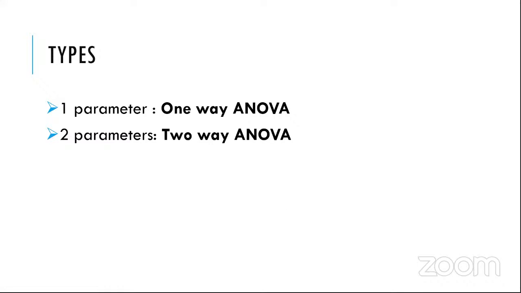So there are 2 types of ANOVA in general. If we are calculating only 1 variable, such type of ANOVA is known as one-way ANOVA. Suppose we are estimating the yield of an agricultural crop, and we are analyzing 2 parameters, rainfall and fertilizer. Such type of ANOVA is known as two-way ANOVA. In this particular workshop, we are going to discuss only one-way ANOVA.